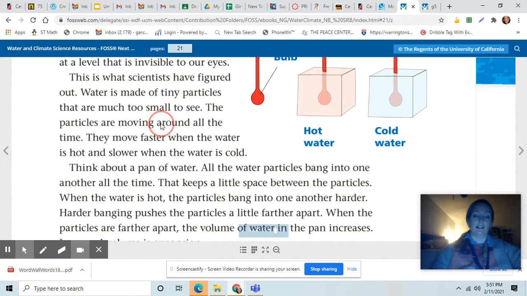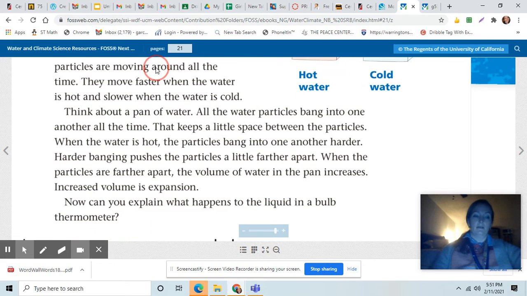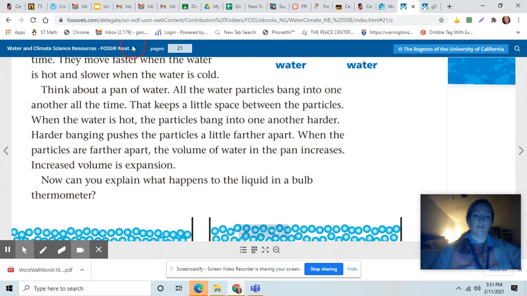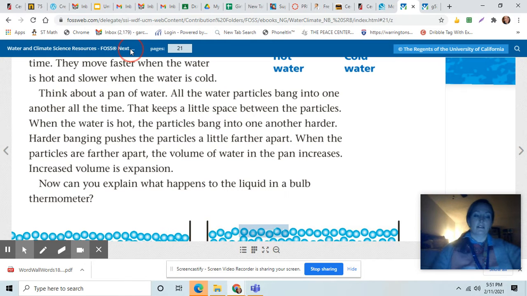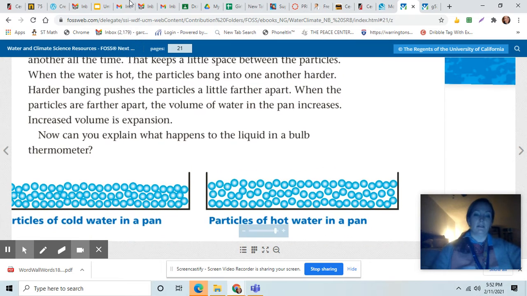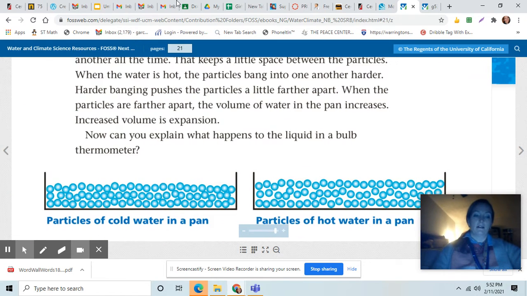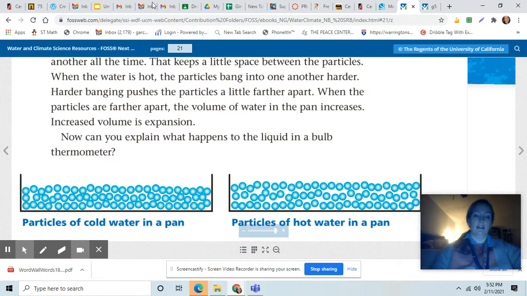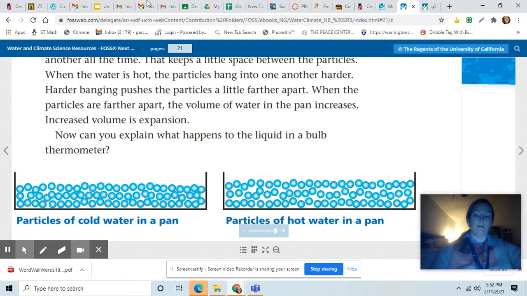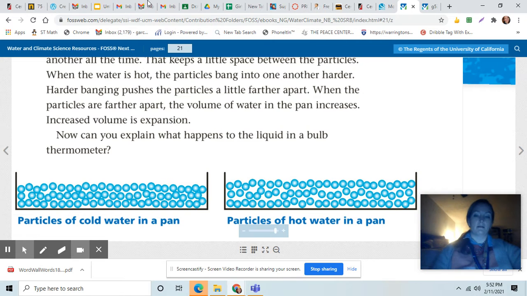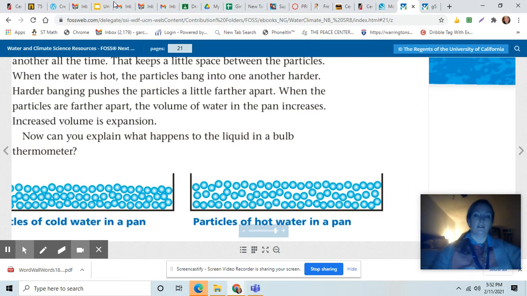When the water is hot, particles bang into one another harder. Harder banging pushes the particles a little farther apart. When the particles are farther apart, the volume of the water in the pan increases. Increased volume is expansion. Now, can you explain what happens to the liquid in a bulb thermometer? Here are the particles of cold water in a pan and particles of hot water in a pan. So if you can see, the particles have more space between them in the hot water than in the cold water.